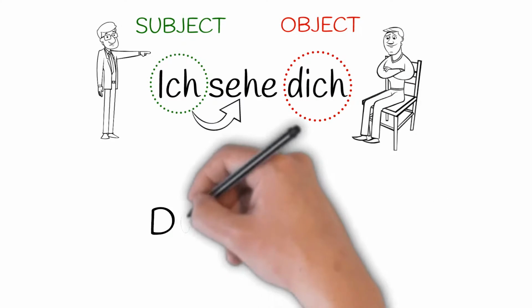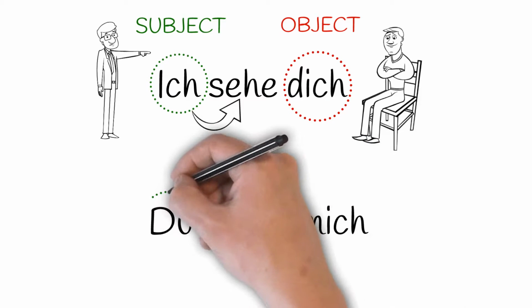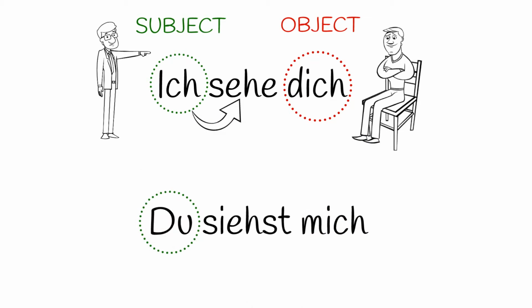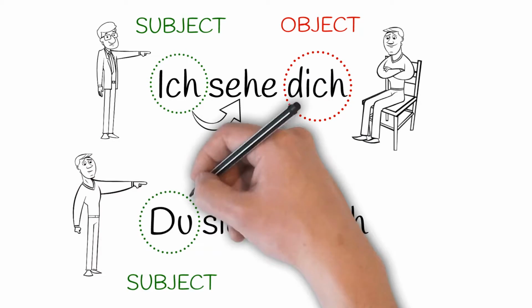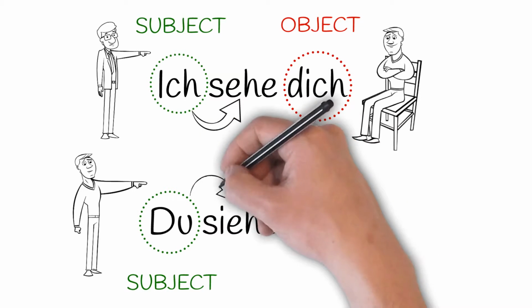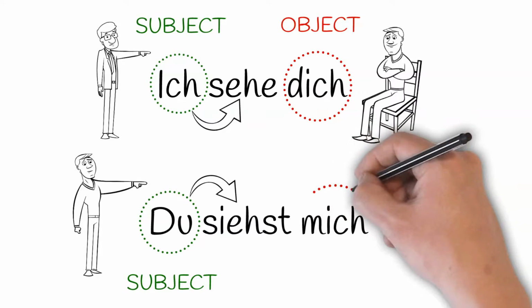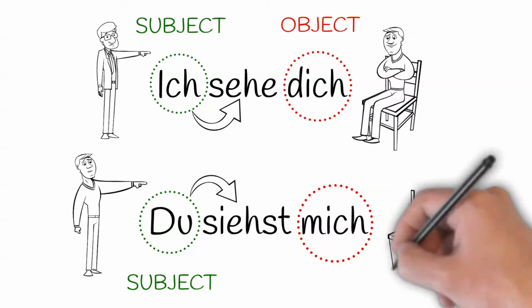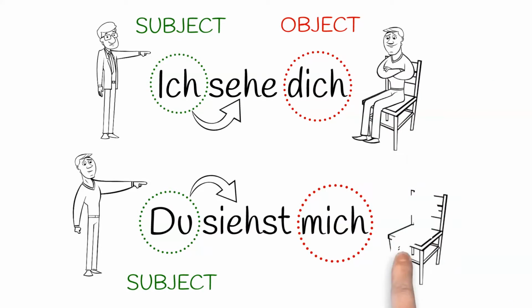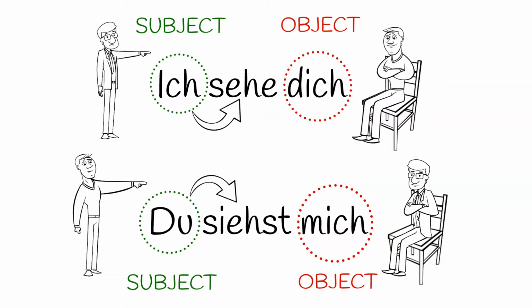Let's flip it round. Du siehst mich. In this case, du is the subject because it is controlling the verb siehst and determines the ending of siehst, whereas mich is the passive element of the sentence that receives the action of the verb and is therefore the object. That's the basic idea, but it's important that I show you the two types of objects that there are.